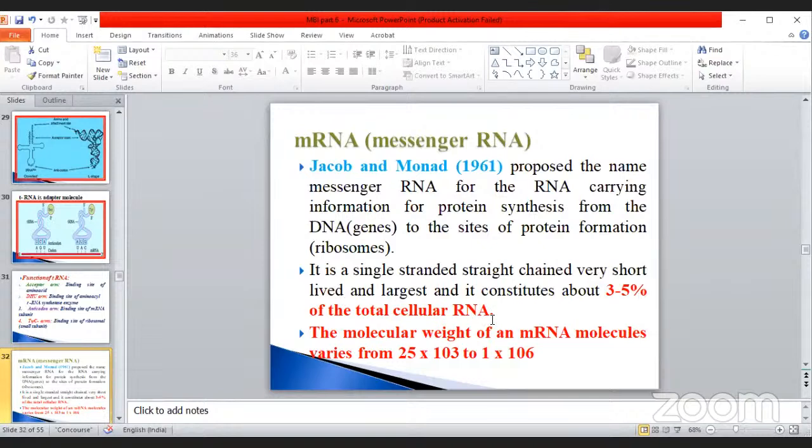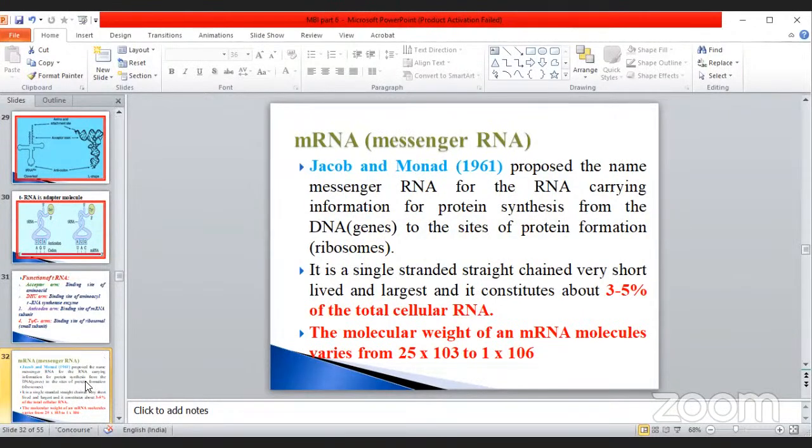mRNA, how much percentage is present in it? 3 to 5%. What about the tRNA? 15% present. What about the rRNA? 80% present. Okay, see here. The molecular weight of mRNA molecules varies from 25 into 10 to the power of 3 to 1 into 10 to the power of 6. This is the molecular weight of mRNA.